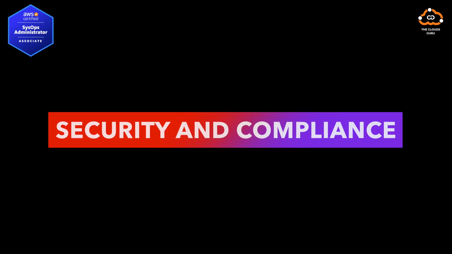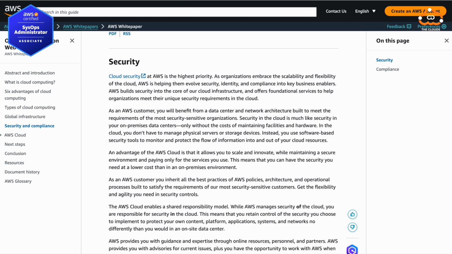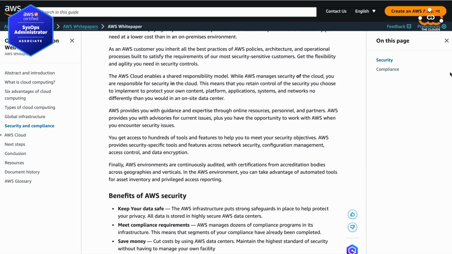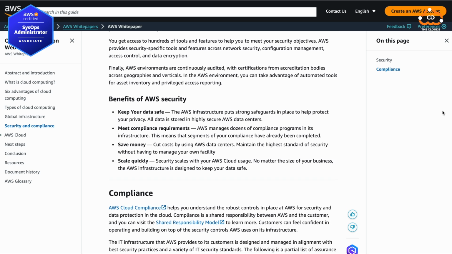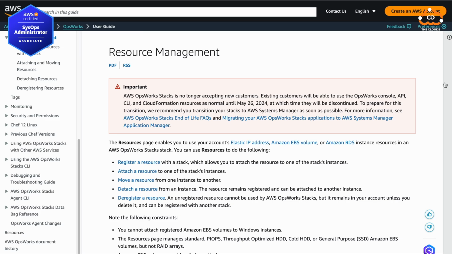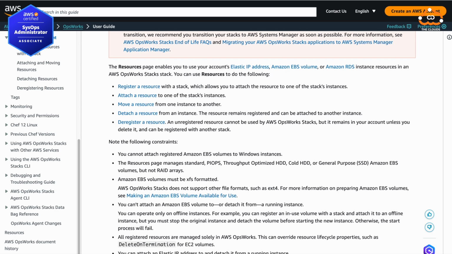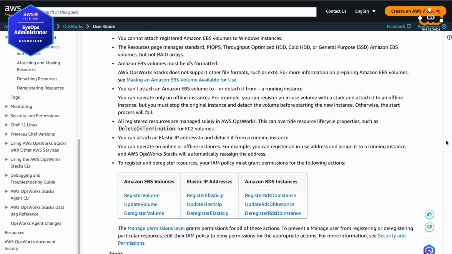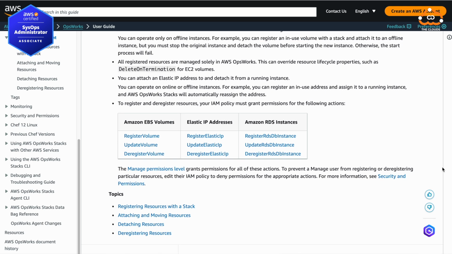Security and compliance. You'll gain insights into implementing and managing security and compliance policies on AWS. This includes understanding the AWS shared responsibility model and applying security controls to infrastructure components. Resource management. The certification tests your ability to estimate usage costs and identify operational cost control mechanisms. This is crucial for managing and optimizing AWS resource utilization and costs.